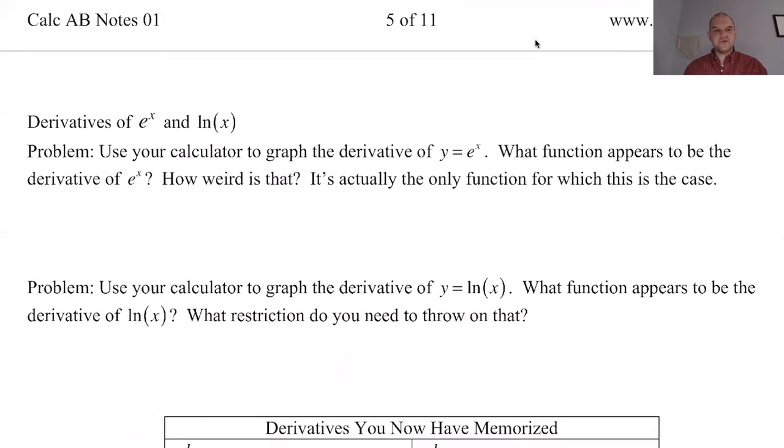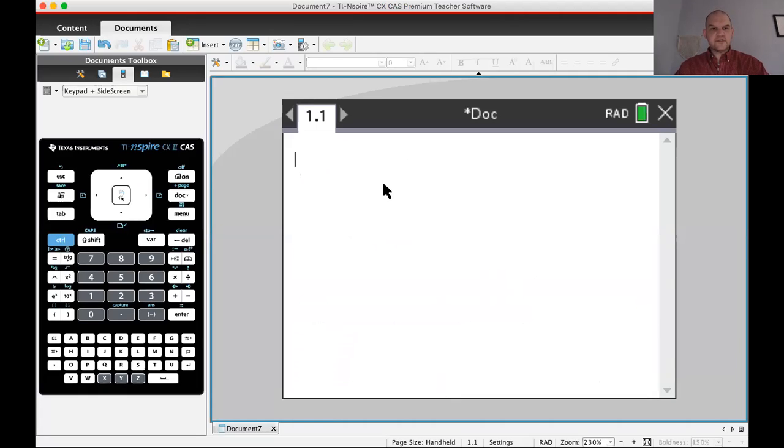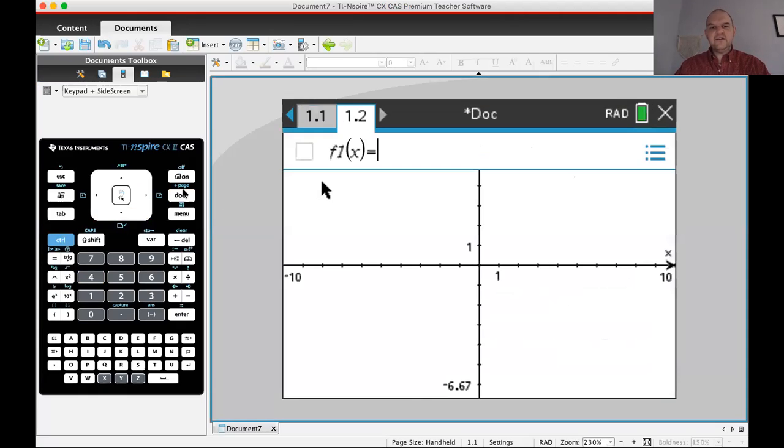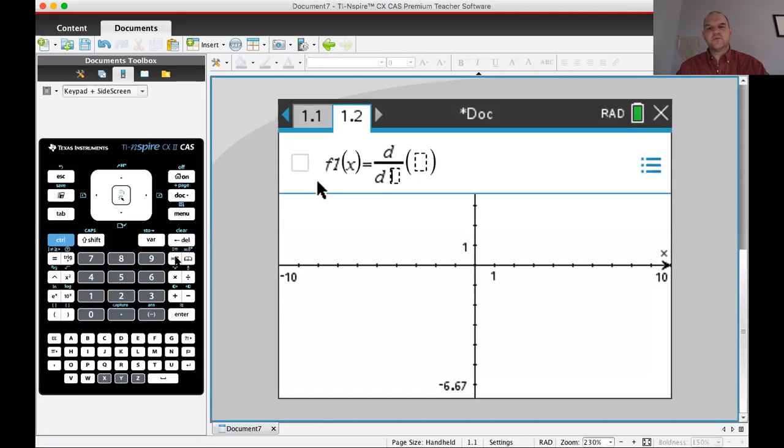So now let's talk about the derivatives of e to the x and natural log of x, because why not? So let's do the same sort of thing. We're going to go to a calculator page, and we'll see what it has to offer. So I'm going to add a graph, because for whatever reason, I like to do these graphically and just be like, ooh, kind of surprised.